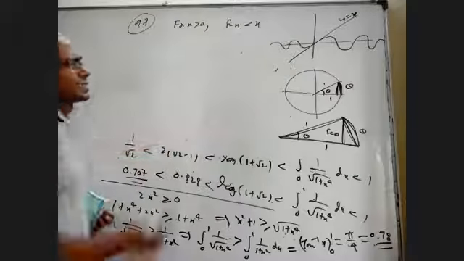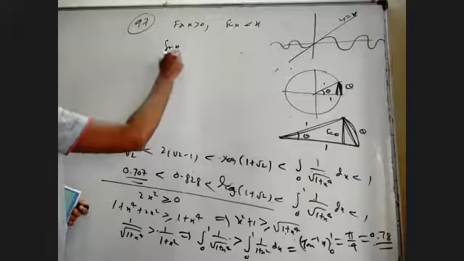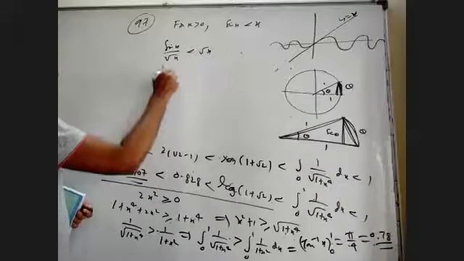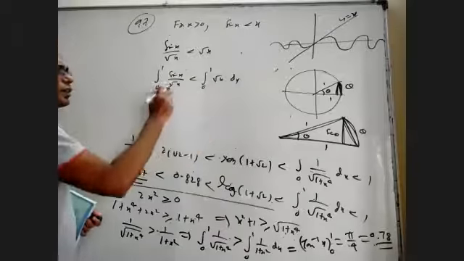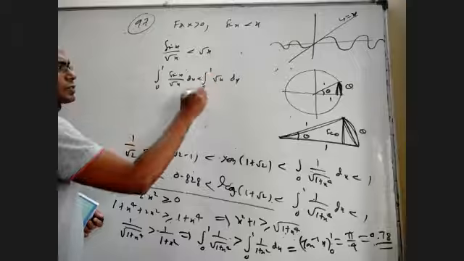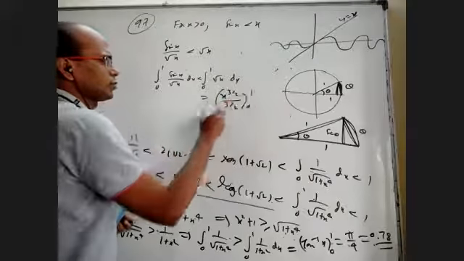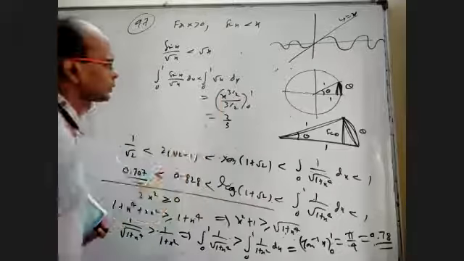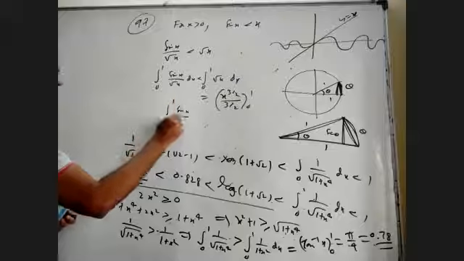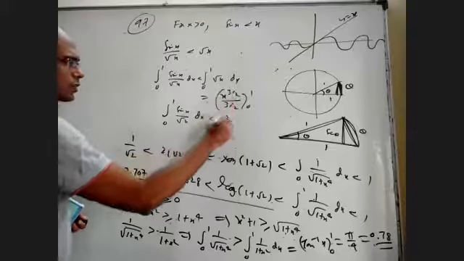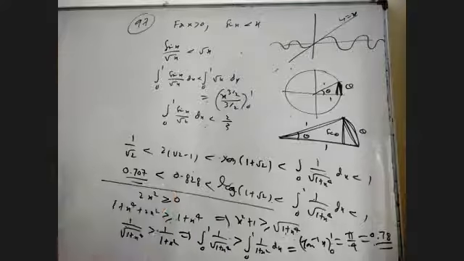Now, because sin x is less than x, I want to divide by root x. So sin x by root x is less than root x. Integral 0 to 1 sin x by root x is less than integral 0 to 1 root x. Even though I cannot find this answer, I can find that one. What is the integral of root x? x power 3 by 2 by 3 by 2 from 0 to 1. It will be 2 by 3. So integral 0 to 1 sin x by root x dx, even though I cannot find the exact value, I can say it is less than 2 by 3.